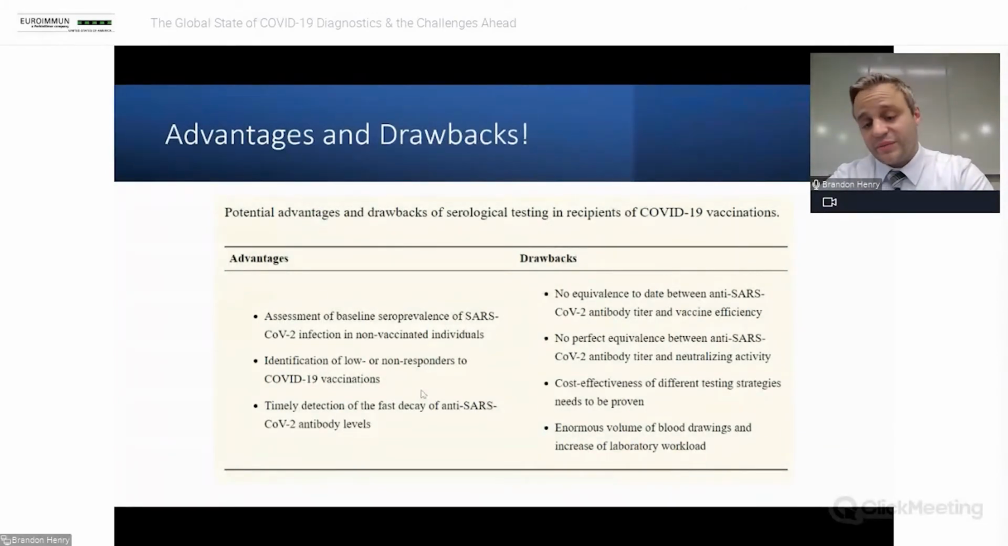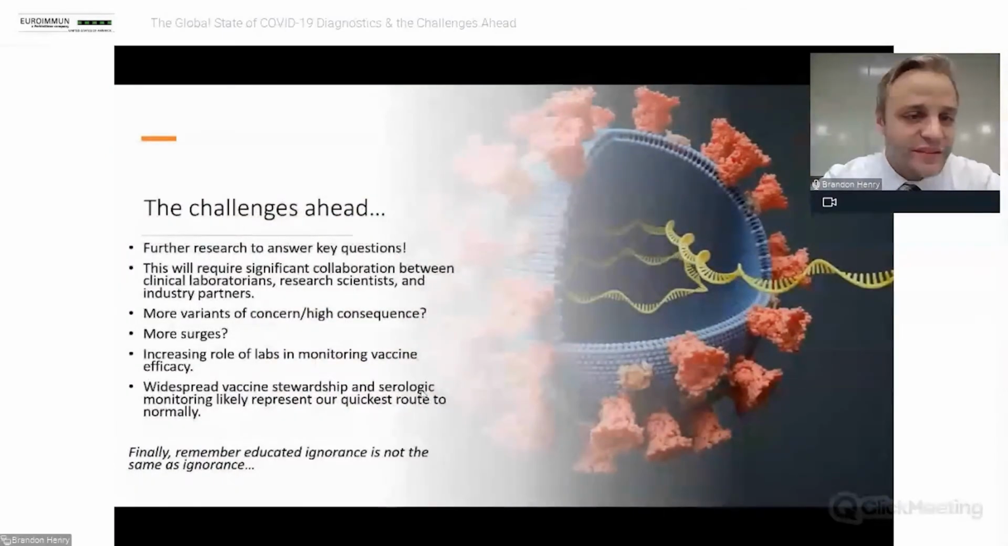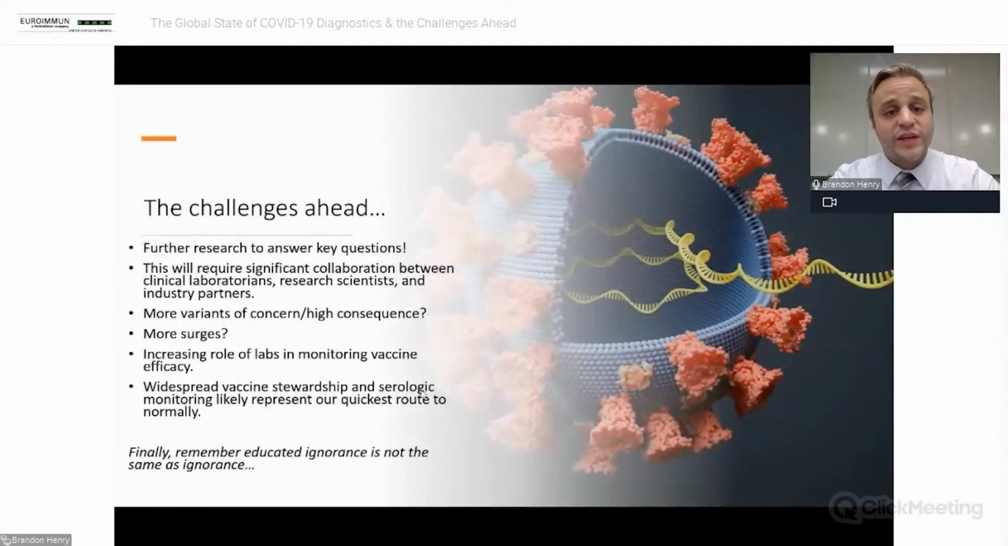And finally, again, probably the biggest burden is that this puts an enormous volume of work on laboratories all around the world. So what are the challenges ahead? I think, like you said, we need to answer those key questions. What titer is associated with protection, and protection against variants of concern? To really answer these key questions, it requires significant collaboration between clinical laboratorians, research scientists, and industry partners. So I advise you to please engage in that process. Feel free to reach out and collaborate, because these key questions, we really need answers, right?